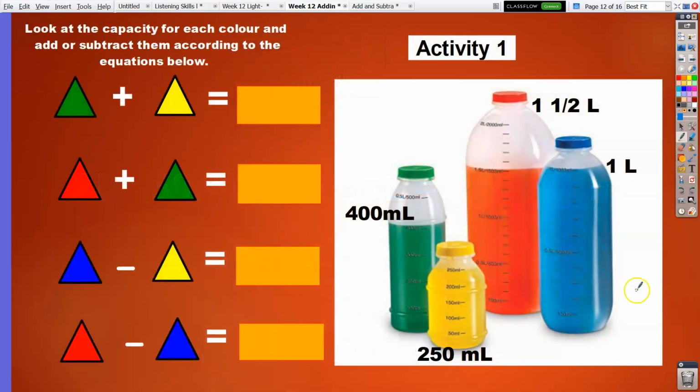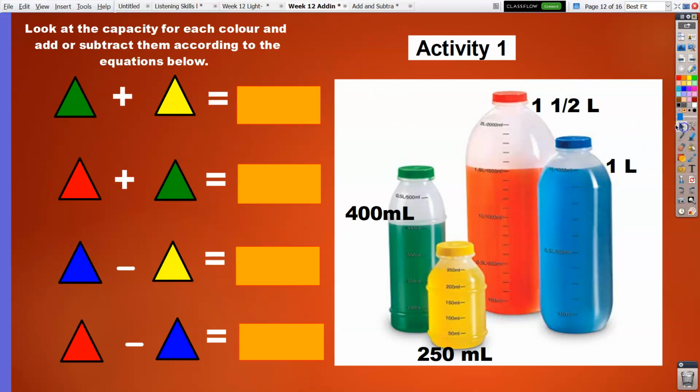For activity 1, look at the capacity for each color. For red, it's 1 1/2 liter. For blue, it's 1 liter. For green, it's 400 ml. And for yellow, it's 250 ml. Substitute each color by the measurement for each. Then add or subtract them. You have 4 minutes to do this activity. Pause the video and write your answers.